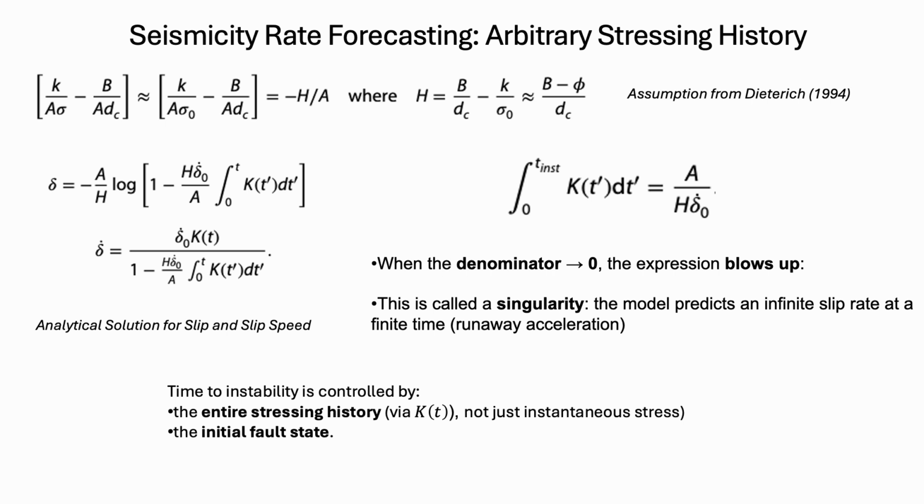So we can see that the time to instability is controlled by the entire stressing history of the fault through the stress kernel K(t), and not just instantaneous stress as assumed by Dietrich in 1994, and is also dependent on the initial state of the fault.